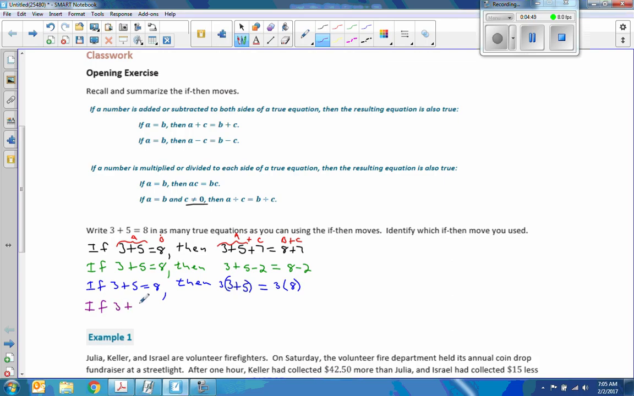And then finally the last one, if 3 plus 5 equals 8, then the quantity 3 plus 5 divided by some number equals 8 divided by some number. Okay, so we're going to get 8 divided by 6, which is 4/3, and 8 divided by 6, which is 4/3. Okay, so in this one here, we added 4 to both sides.